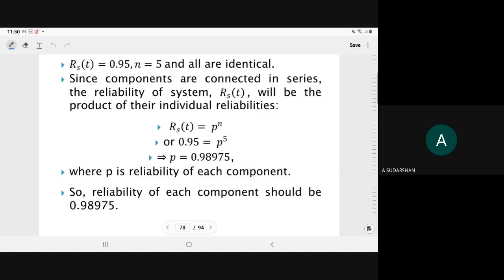We assume P is the reliability of the component, then Rs will become P to the power 5, and it is desirable that the reliability should be 0.95. So P will come 0.98975. That much reliable a component we have to arrange in series to get the system reliability of 0.95. So here I am stopping. Now only a few examples remain, so in the next class we continue.